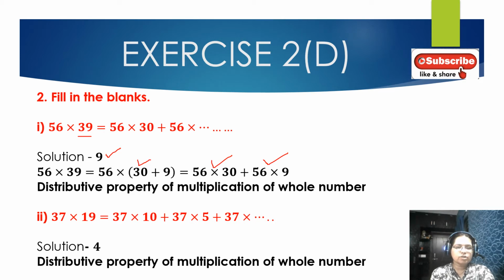So you can write 37 multiplied by 19 equal to 37 multiplied by (10 plus 5 plus 4) inside the bracket equal to 37 multiplied by 10 plus 37 multiplied by 5 plus 37 multiplied by 4. So you have to write down 4 in the blank space. And this is the distributive property of multiplication of whole number.